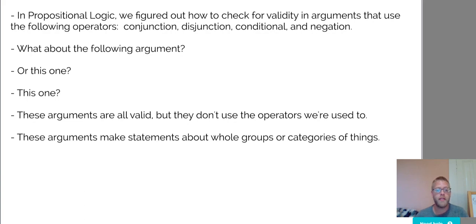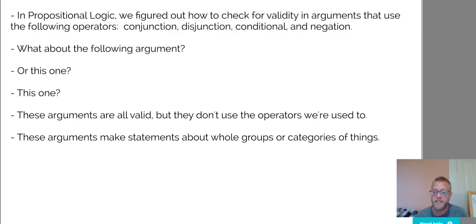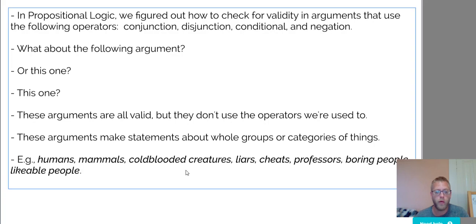What they do is each of those arguments, they use statements about groups or categories of things. And we use different words here. Groups, categories, sometimes people call them classes or sets, right? I like to just use ordinary language for the most part, if I can. So we can just call them groups or categories, right? It's talking about humans and mammals and cold-blooded creatures and liars and cheats, professors, boring people, likable people.